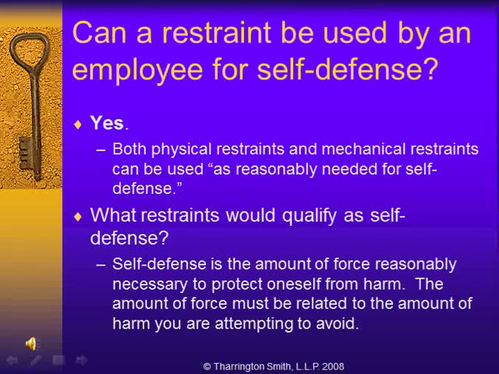The use of student restraint in self-defense requires the employee to exercise good judgment and to remember that you are only restraining the child to protect yourself from immediate harm and not to discipline or punish the child for his or her behavior.